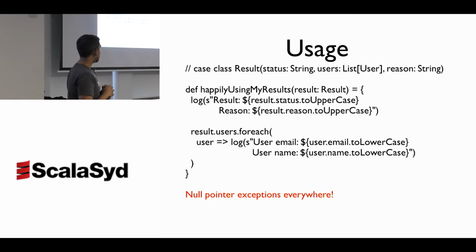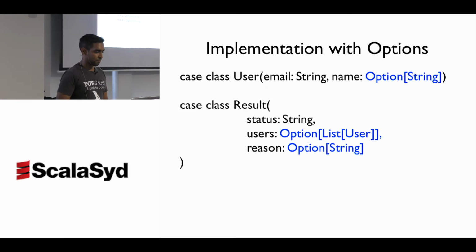Well, Scala has options. Even Java has optionals. Maybe we can use those to improve this. Let's give it a try. We changed the implementation of our case classes to now have options in places where we think attributes may not be there. For example, we won't have a failure reason when we succeed, so we make that an option of a string. We won't have users when we fail, so we make that an option of list of users.